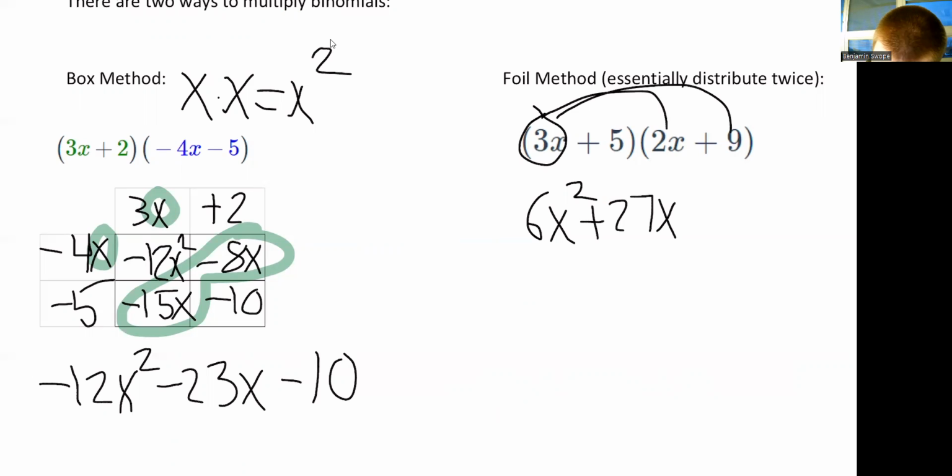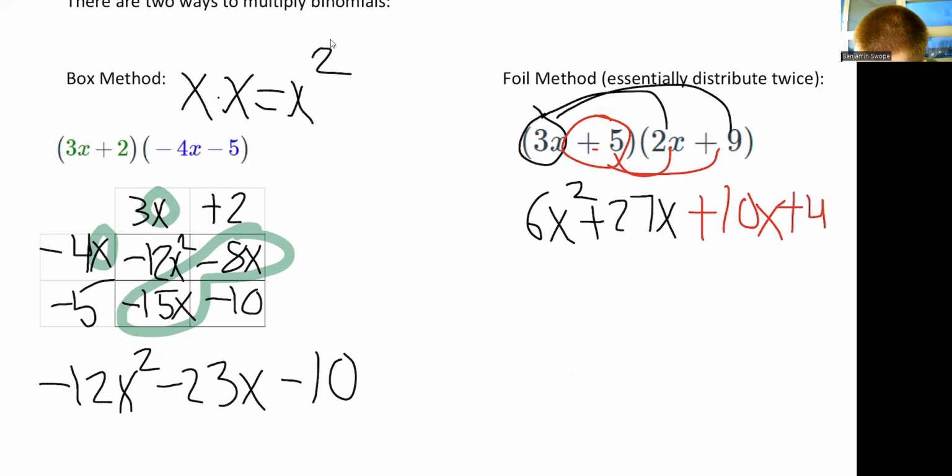So now we're going to deal with this plus 5 part. We're going to distribute the plus 5. So we're going to get plus 10x: 5 times 2x, 5 times 2 is 10, bring the x with it. And then 5 times 9 would be plus 45.